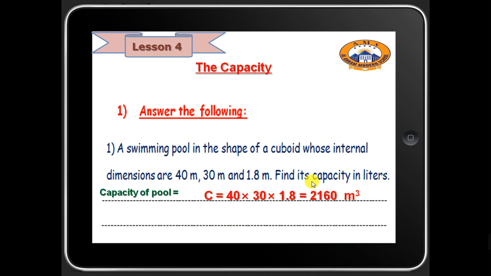But now I want you to calculate the capacity in liters. To convert from cubic meters to liters, how can I do this? By multiplying this number by 1000. That will give you 2,160,000 liters.